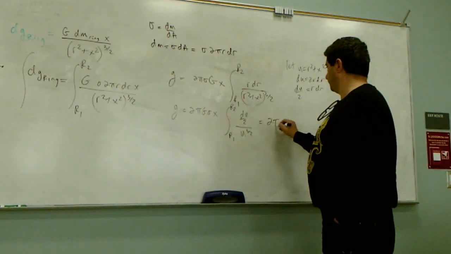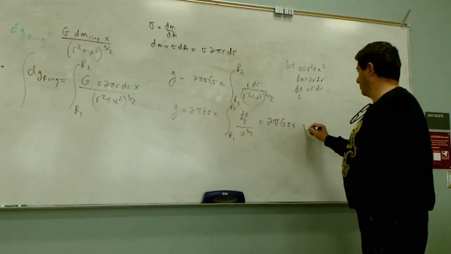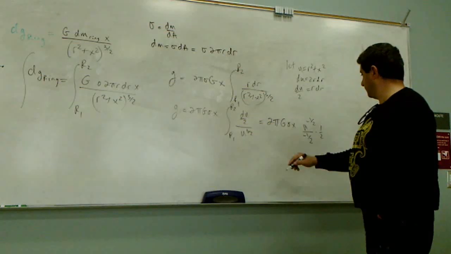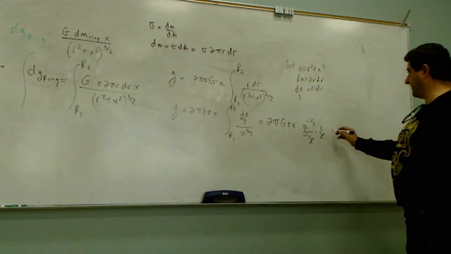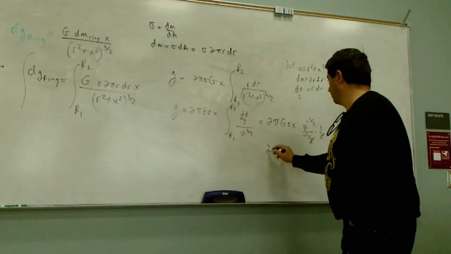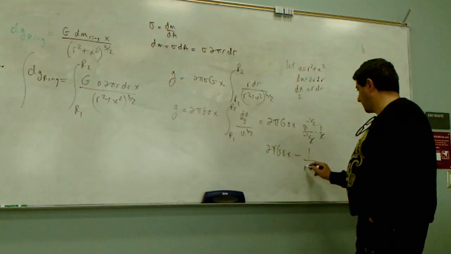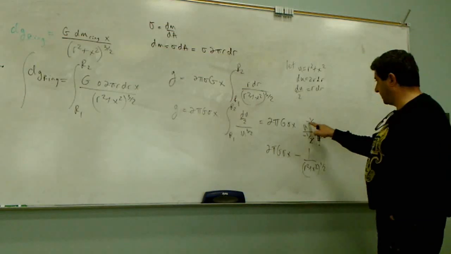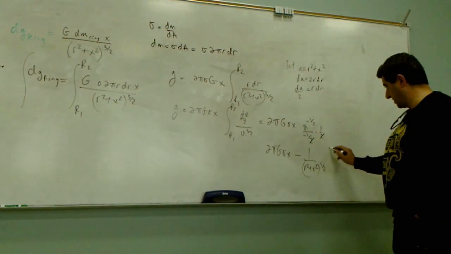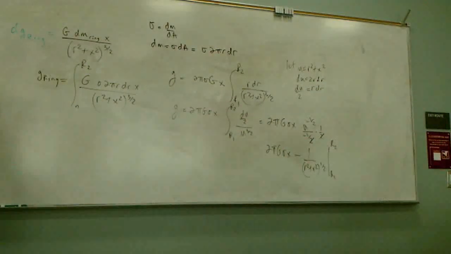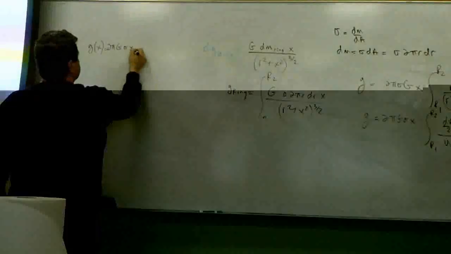So it becomes u to the minus half over minus half times 1/2, which is this guy. So that cancels. So then the final answer is just 2 pi g sigma x times minus 1 over r squared plus x squared to the 1/2. Because since it's negative half, I brought it back down to the bottom. Then I go from r1 to r2. So then you have g of x, 2 pi g sigma x.